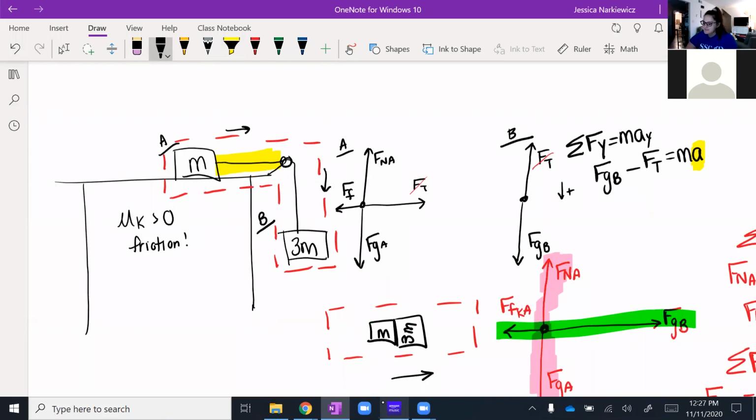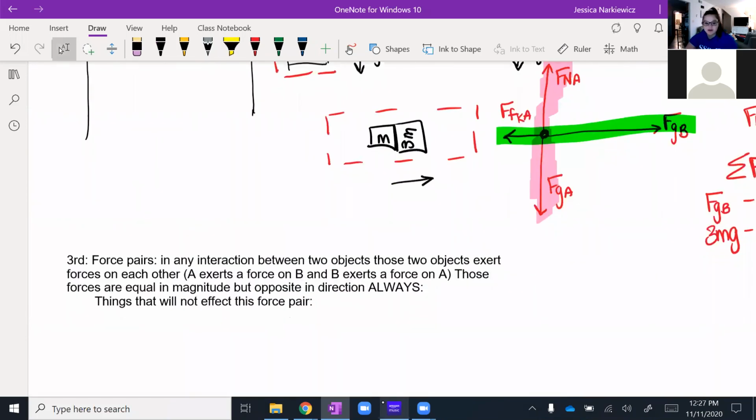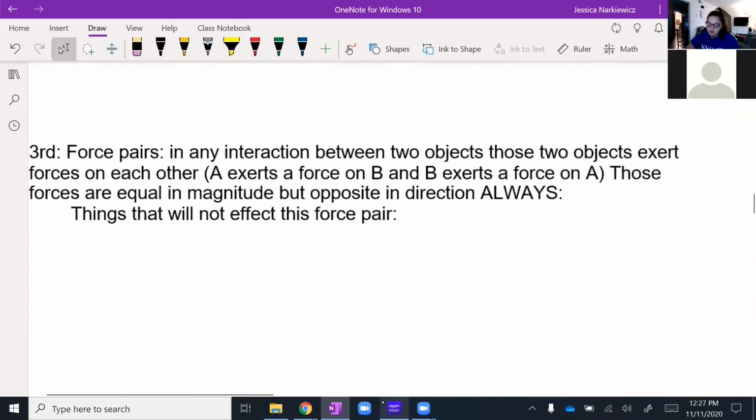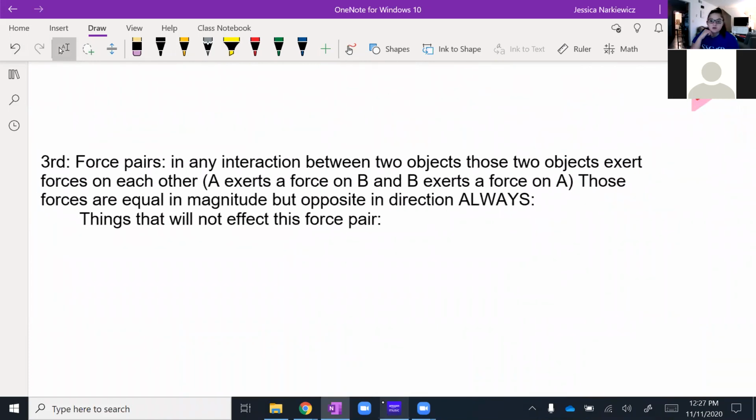All right, now on to Newton's third law. Newton's third law really deals with force pairs. It says that in any interaction between two objects, the two objects exert forces on each other. So if our two objects are A and B, this says that A exerts a force on B and B exerts a force on A. The tricky part is realizing that those forces are always equal in magnitude but opposite in direction, always and forever.